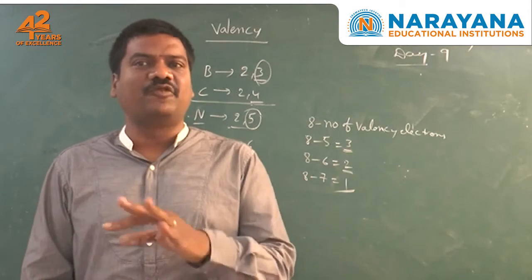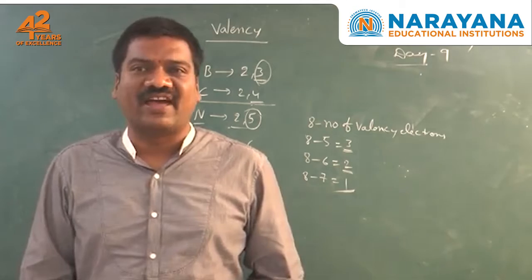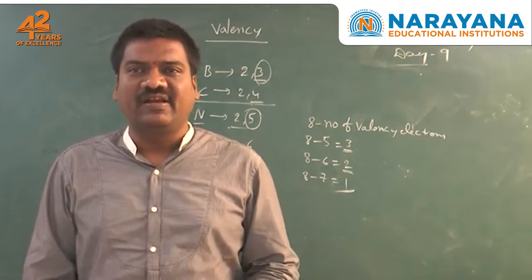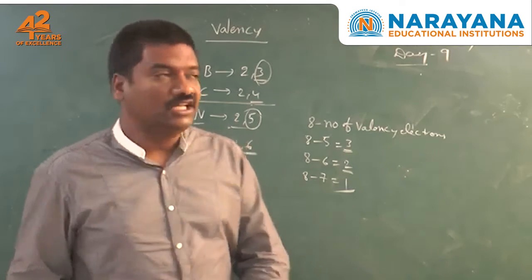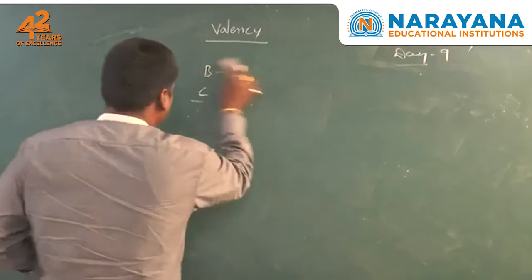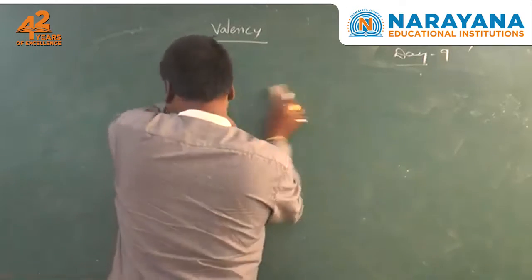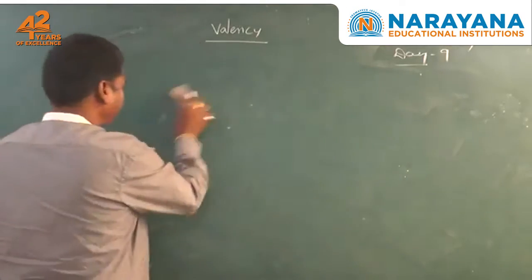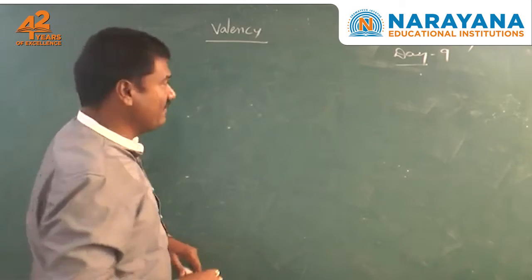If it is greater than 4, then 8 minus the number of valence electrons gives the valency of the specific element. Now, for example, suppose the question is asked like this: which of the following elements has valency 2?